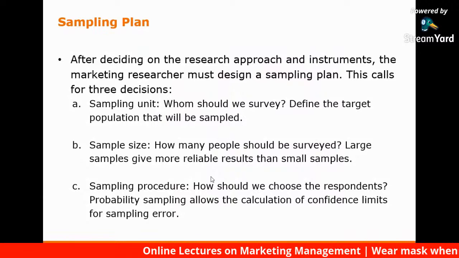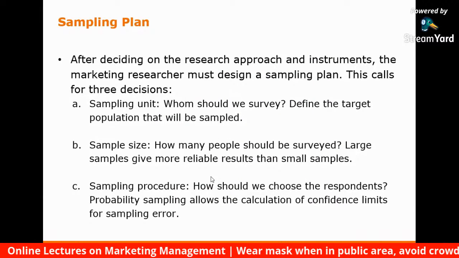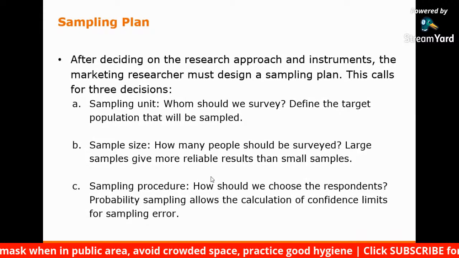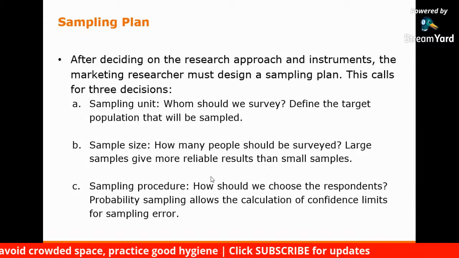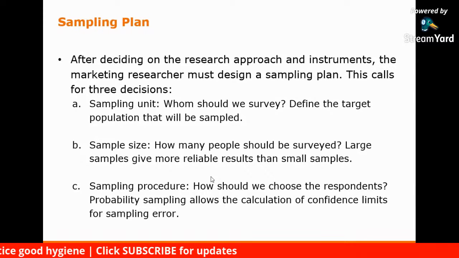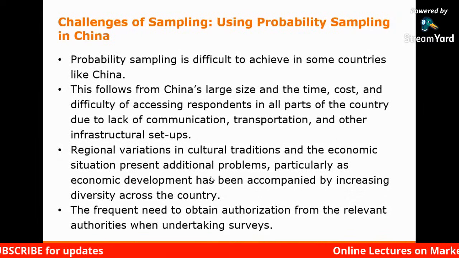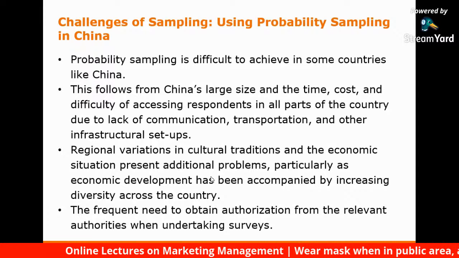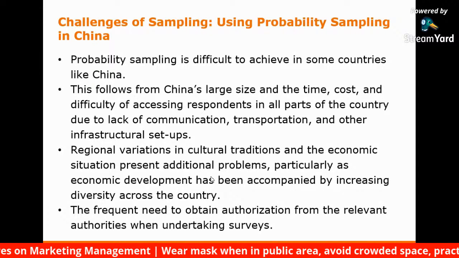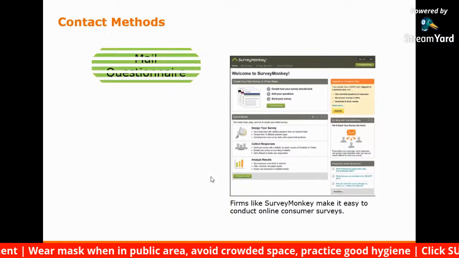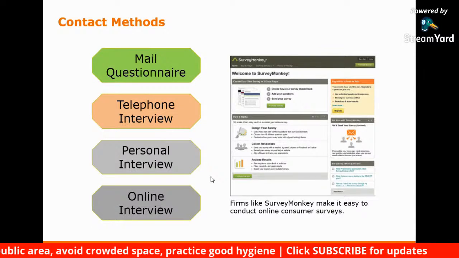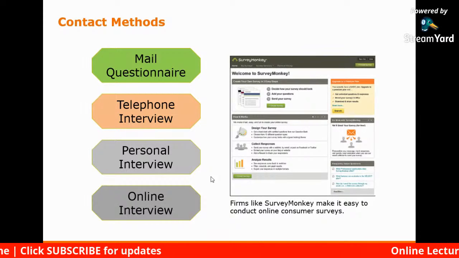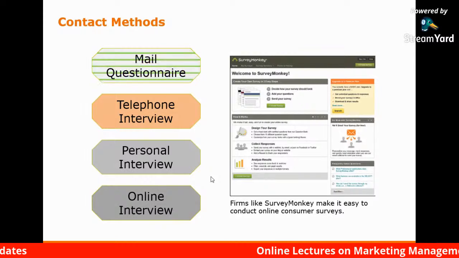Okay, sampling plan. This is where you decide who your respondent is, the sampling unit, size, and also the procedure. This is an example using probability sampling in China. Next, contact method. You can use mail questionnaire, telephone interview, personal interview or online interview.